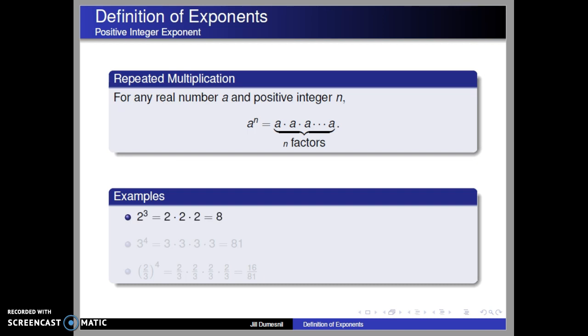For example, 2 cubed equals 3 factors of 2 multiplied together, producing a product of 8. 3 to the 4th power equals the product of 4 factors of 3 multiplied together, which yields 81. The fraction 2/3 raised to the 4th power means 4 factors of 2/3. By fraction multiplication, we multiply the numerators, multiply the denominators, and we get 16 over 81.